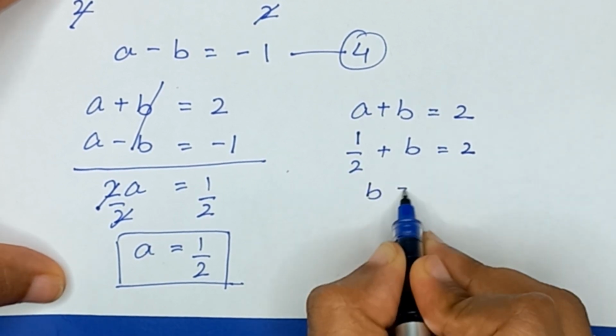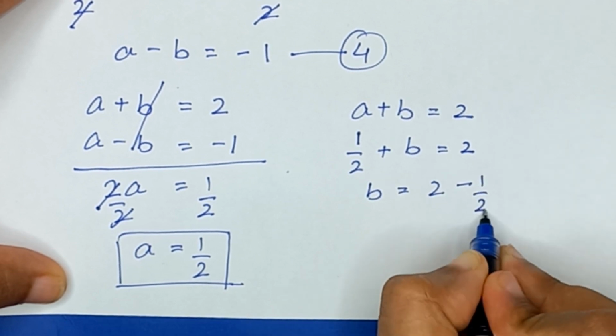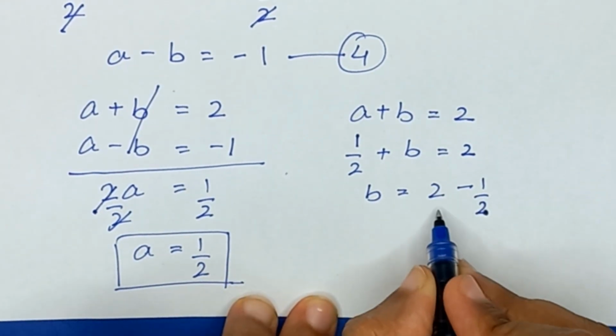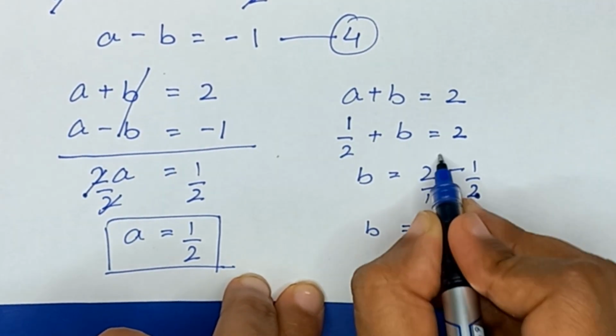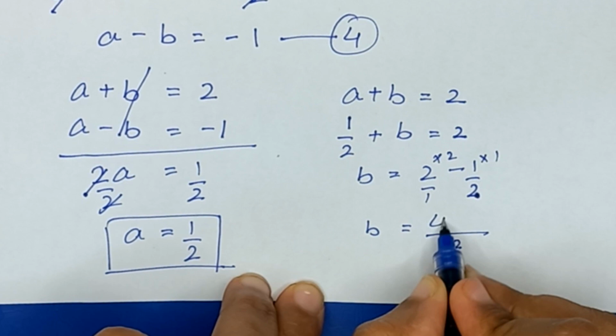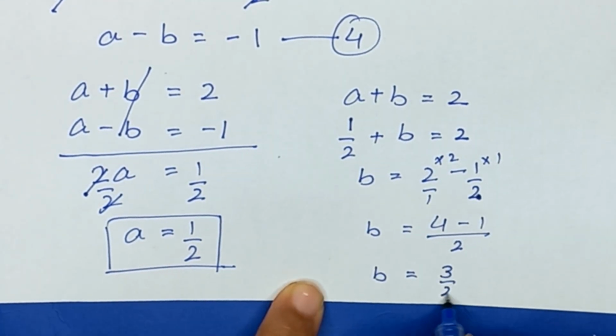So from here b is equal to 2, and this positive 1 divided by 2 will become negative when we change its position from the other side of the equal sign. So here we have 1. So it will be 4 minus 1 over 2. From here the value of b will be 3 divided by 2.